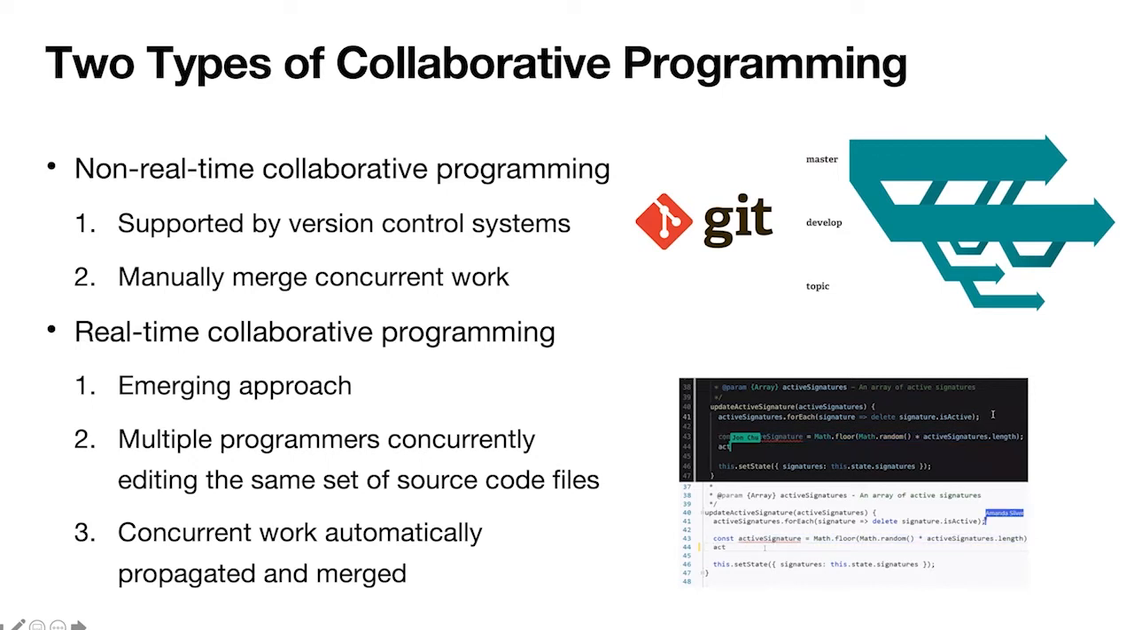In contrast, real-time collaborative programming is an emerging collaborative programming approach that has attracted increasing attention and interest in recent years. There is no need to manually merge concurrent work, and the conflicts due to communication problems could be reduced.